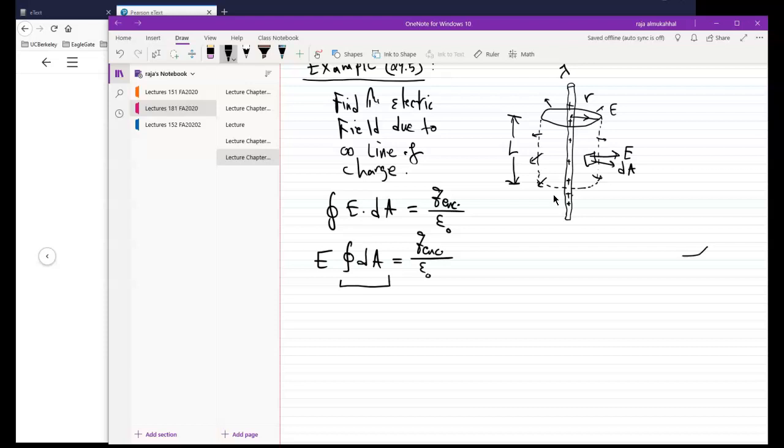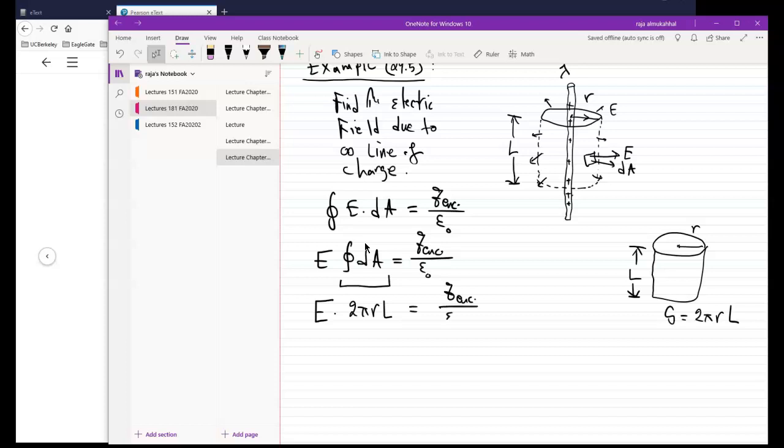For a cylinder, again, go back to your geometry. If I have any arbitrary cylinder of radius r, the surface area of it, let's call it S, is equal to 2 pi r L, L being the length of the cylinder, okay? And of course our Gaussian surface here is a cylinder, so I'm going to use this formula for dA. You got it? So in this case, I can say that E times 2 pi r L equals Q enclosed over epsilon naught. So far so good?